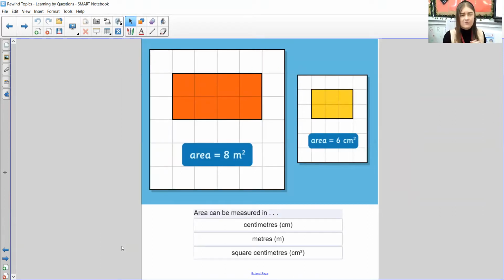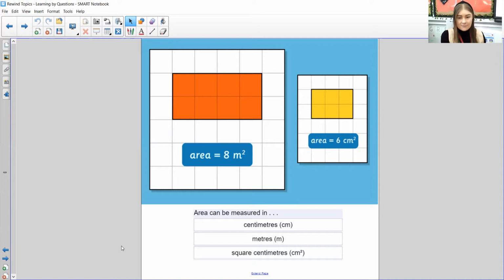Question number one that we're going to practice. Area can be measured in. Now, I've put this one in here because I know for a fact that in the videos that I did online, I don't think I explained this well enough, so we're going to cover it now.